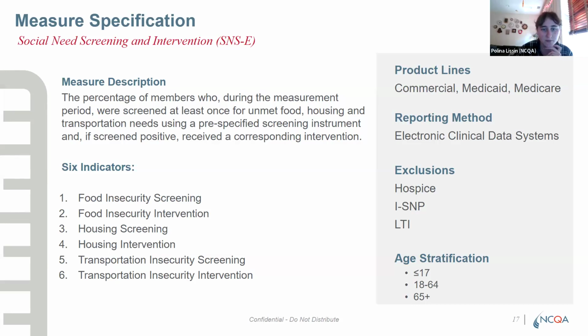So the measure has 6 indicators, one each for screening and intervention for each of the social needs. The measure is reported by Medicare, Medicaid, and commercial health plans using electronic clinical data systems. Individuals are excluded from the measure if they are in hospice, enrolled in special needs plans, or in long-term care institutions. And the measure is specified for all ages, and rates are stratified by different age groups: children, adults, and older adults. Next slide.